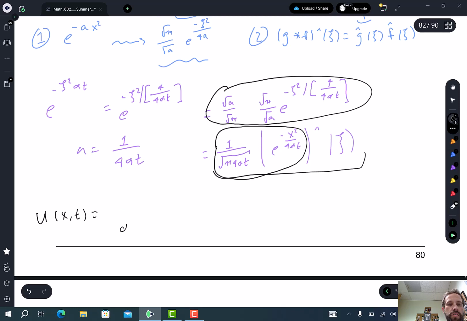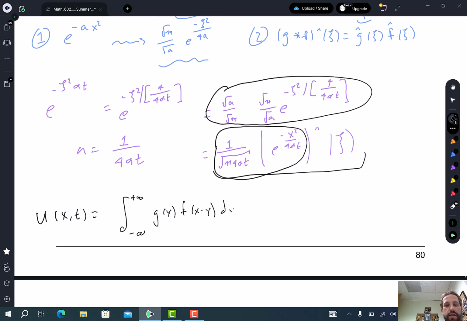So this is the integral from minus infinity to positive infinity of g of y f of x minus y dy. Okay, f is 1 over the square root of 4 pi alpha t, and then we have the integral from minus infinity to positive infinity of g of y, and then e to the minus (x minus y) squared over 4 alpha t dy. Okay, and there you have it.